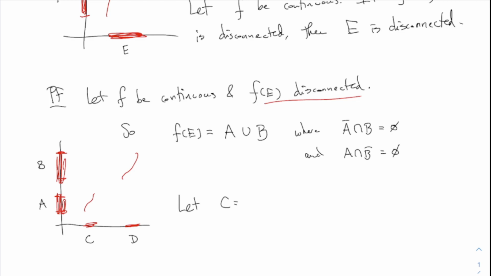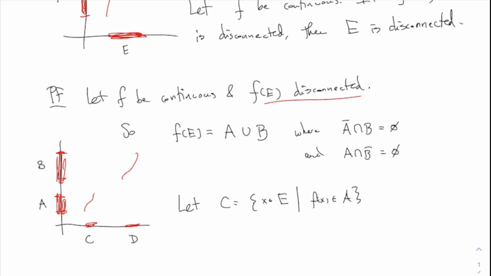C, I'm going to define to be, you can tell on the picture what C has to be. C is all the points in the domain where the function maps them into A. You can write this as all x in the original domain, which is E, such that f of x is in A. All the points whose image is in that set A. That's what I'll call C.